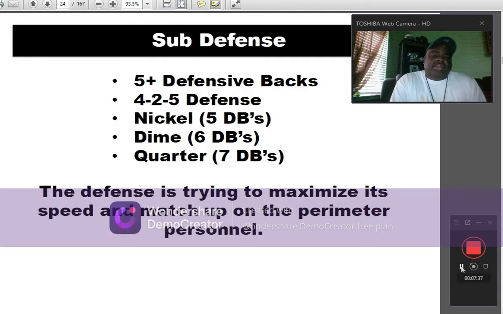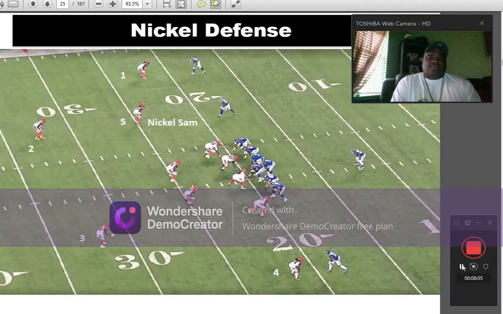And out of that, you're looking at the 4-2-5 defense. It's playing 5 or more defensive backs. Nickel, 5 defensive backs. Dime, 6 defensive backs. Quarter, 7 defensive backs. The defense is trying to maximize its speed and match up with the perimeter personnel of the offense. When you add more wide receivers, they add more defensive backs. Speed on speed. Now, we're looking at the 4-2-5 in basically their base defense, but it's also a nickel defense. It's 5 defensive backs.